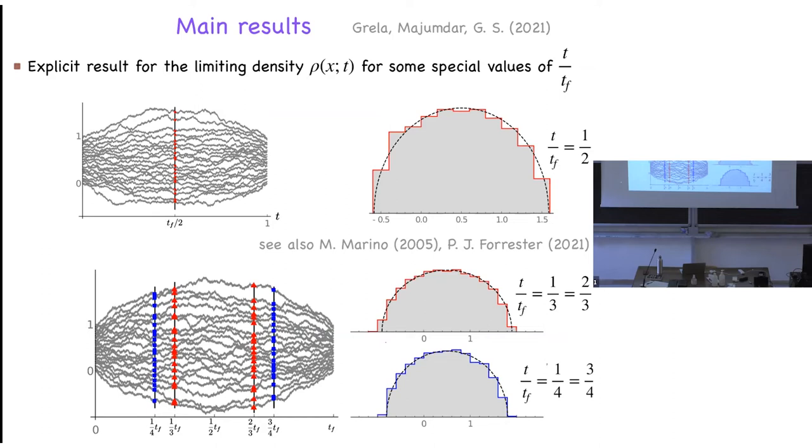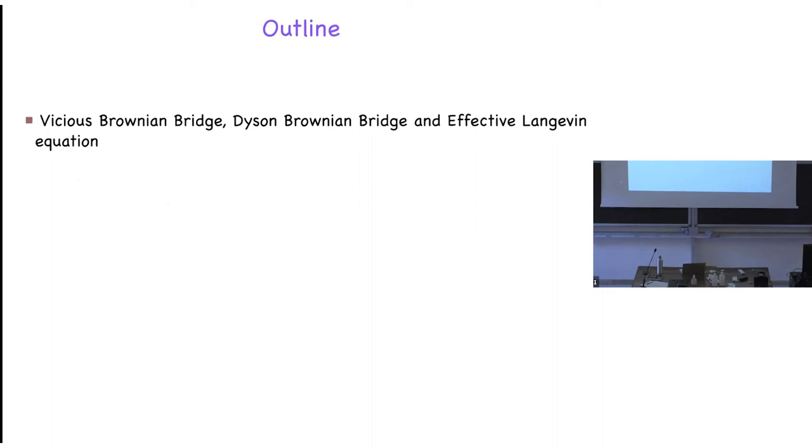Okay, so I will just start with this, showing this connection between the vicious Brownian bridge and the effective Langevin equation. And then I will show you how one can get information from this effective Langevin equation, essentially by studying Burgers' equation, which arises in this case. Okay, so let's move on.